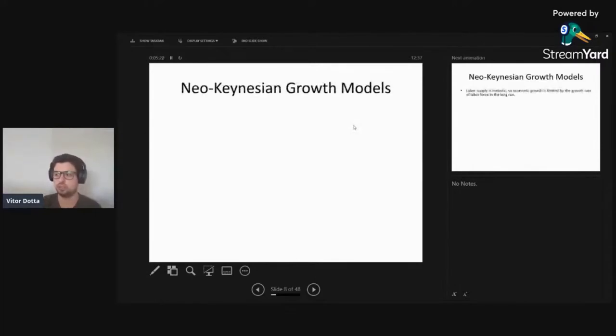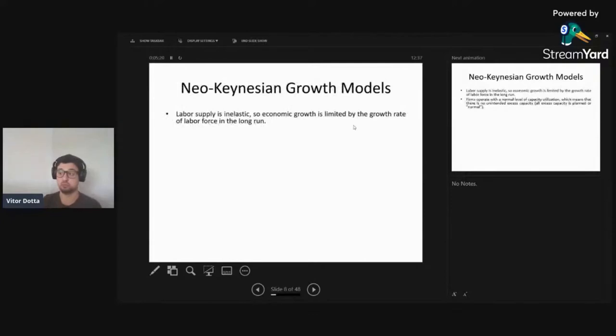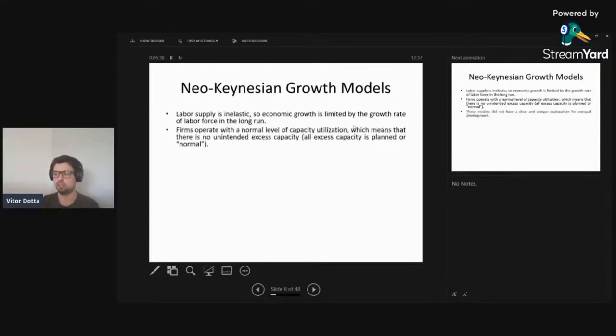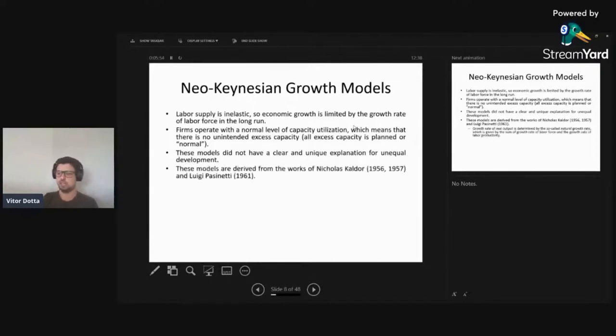In the new Keynesian growth models, for instance, labor supply is inelastic, and so economic growth is limited by the growth rate of the labor force in the long run. Firms operate with a normal level of capacity utilization, which means that there is no unintended excess capacity. All excess capacity is planned as normal. These models do not have a clear and unique explanation for unequal development.